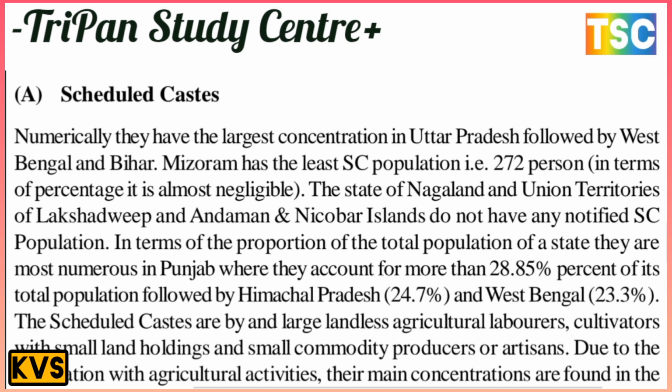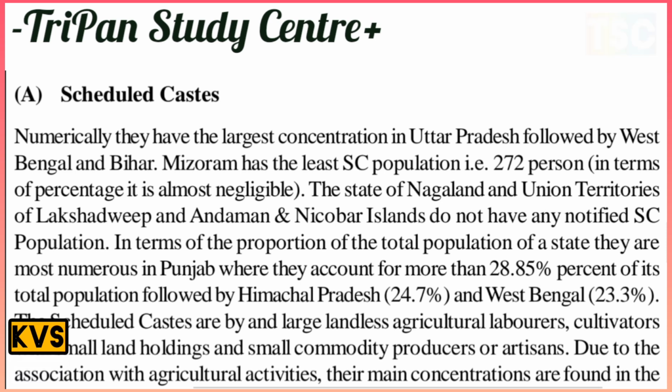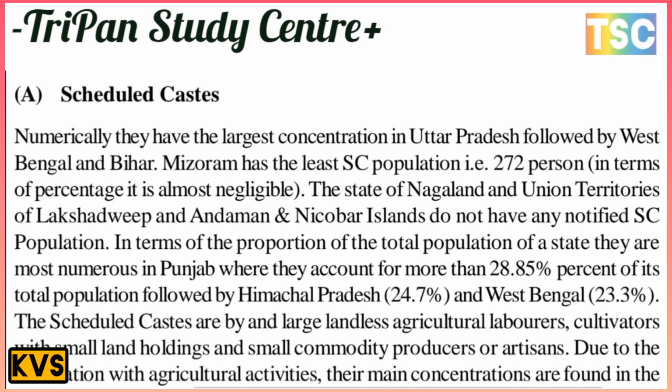The state of Nagaland, and the Union Territories of Lakshadweep and Andaman and Nicobar Islands, do not have any notified SC population. This is the most important point here. In terms of the proportion of the total population of a state, they are most numerous in Punjab, where they account for more than 28.85% of the total population, followed by Himachal Pradesh.